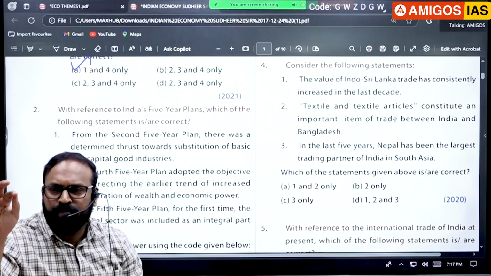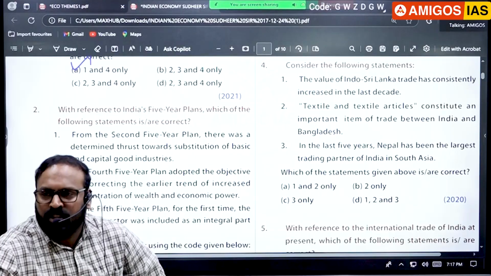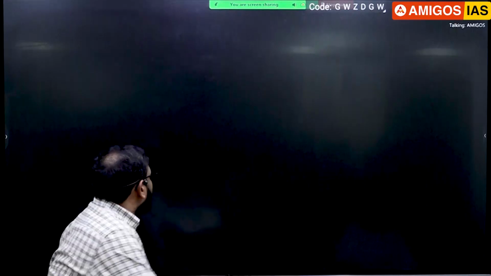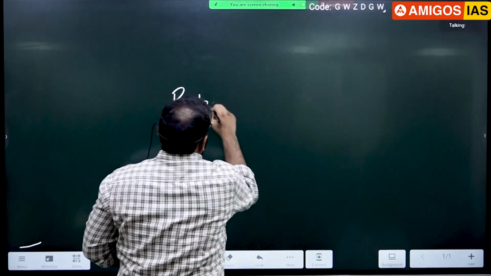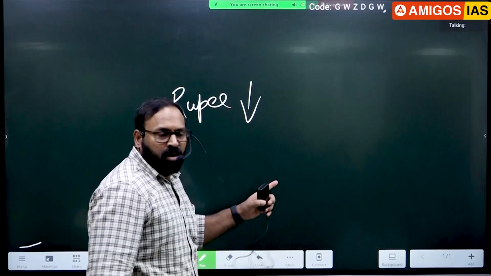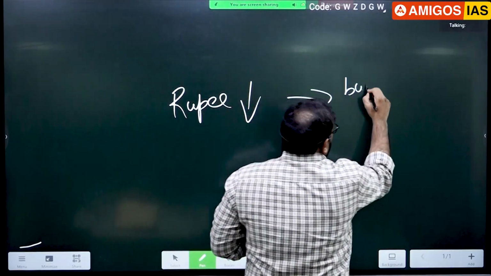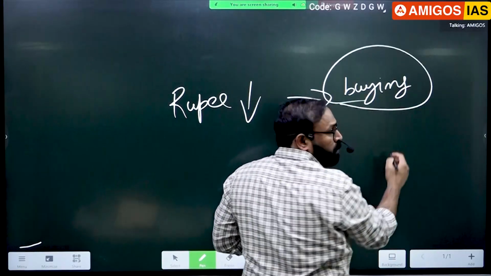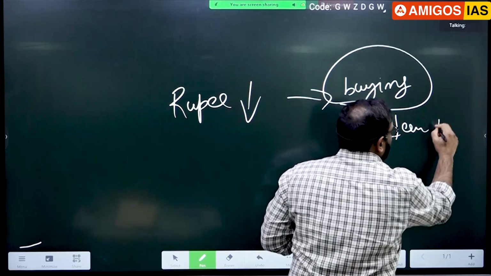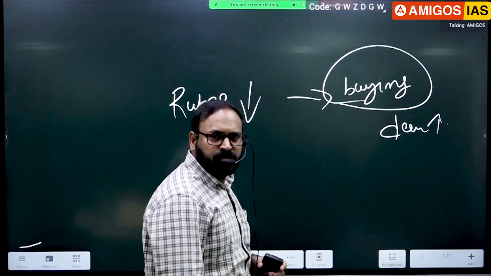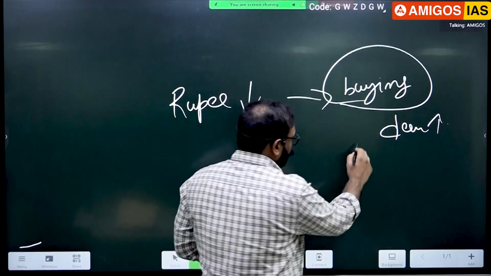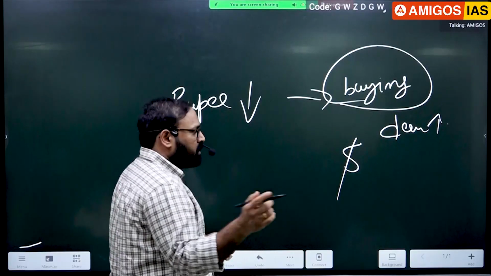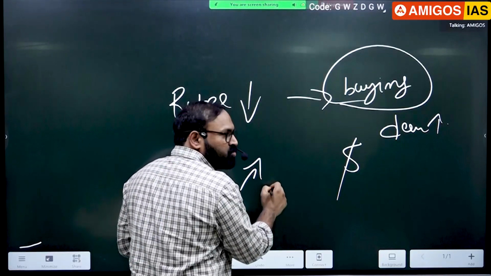In what context does your rupee depreciate? That should be the criteria. Your rupee depreciates because you are buying something with this rupee. That means whatever thing you are buying, its demand is increasing. What do you buy with rupee? What is the other currency given? You are buying dollars. Now it says RBI will induce what into the market?